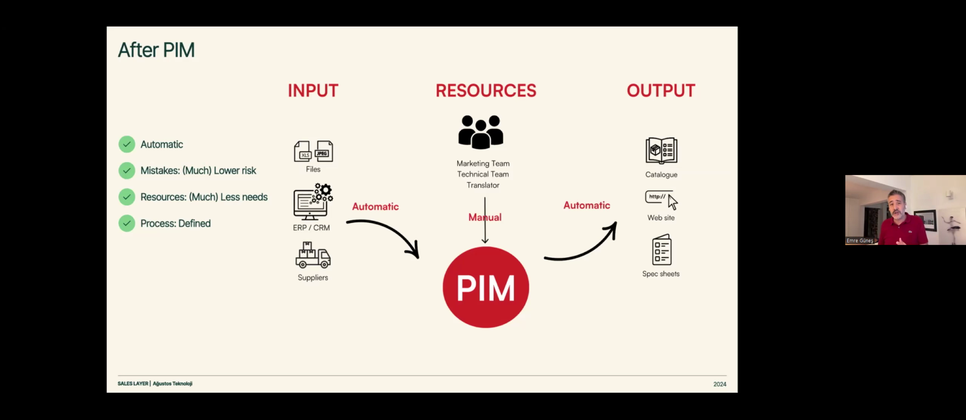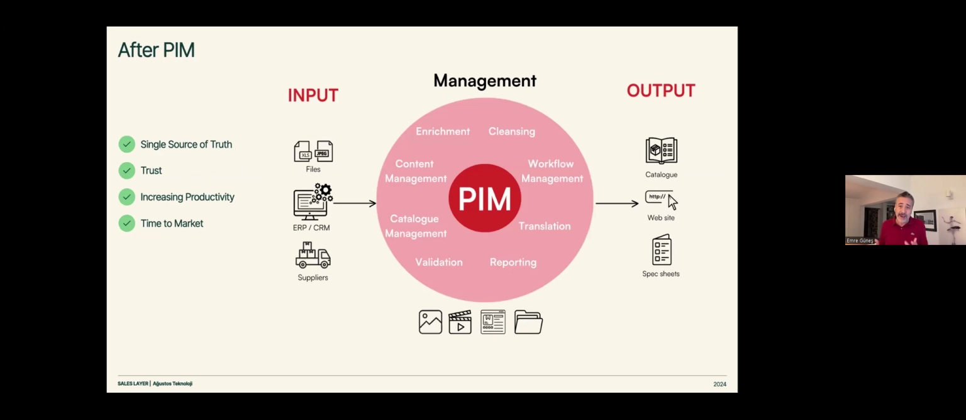You need much less resources to be able to create this technical documentation that you need, obviously. And thank God there is a process defined because of the automation that comes with it. So what happens in PIM, as Mark said, there's enrichment, cleansing, content management, catalog management, validation, reporting, translation, everything happens in PIM. And then it goes automatically to the output areas, which we need to define together as a team.